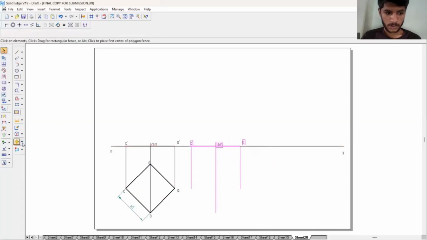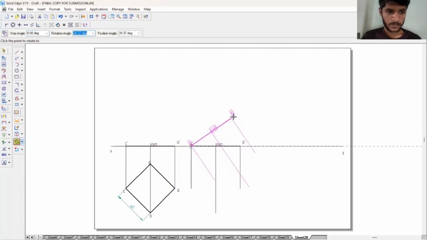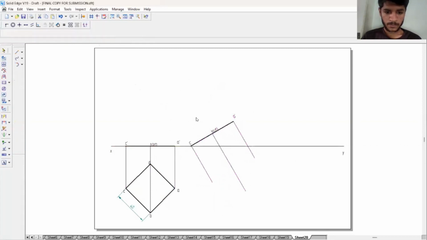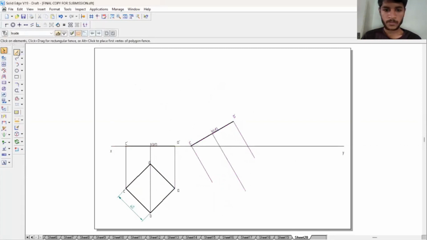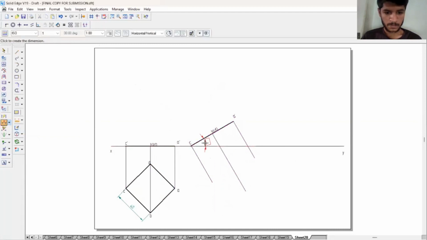Okay. Now let's rotate to an angle of 30. Now let's measure the angle between these two lines. It's 30. Yep.